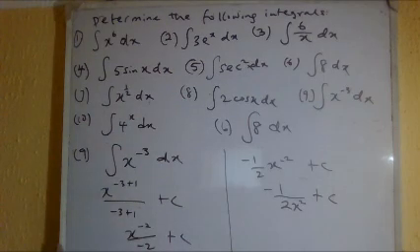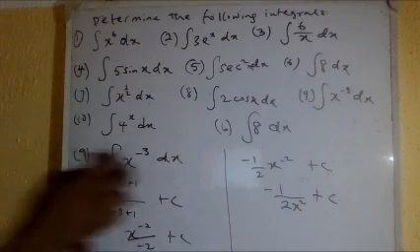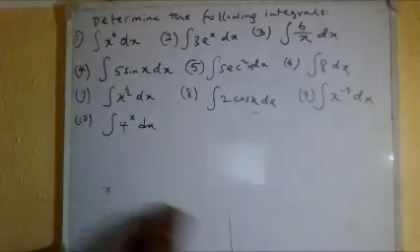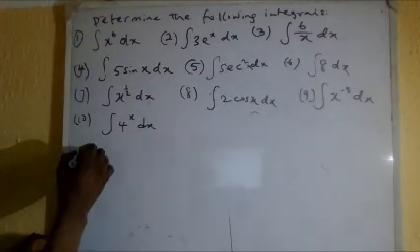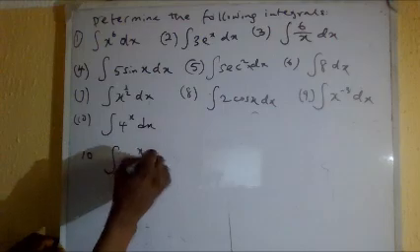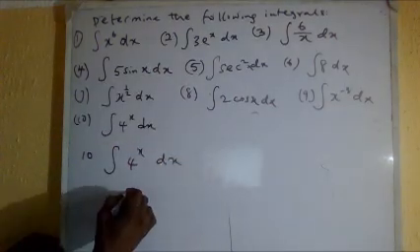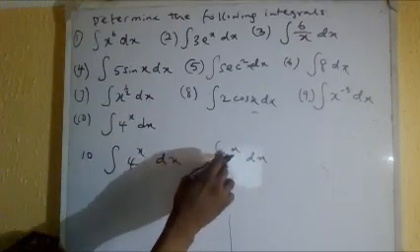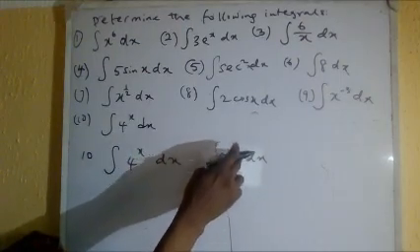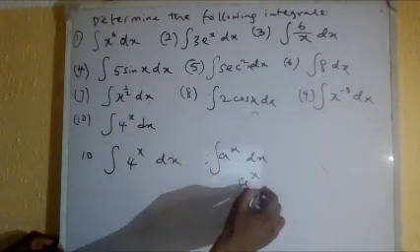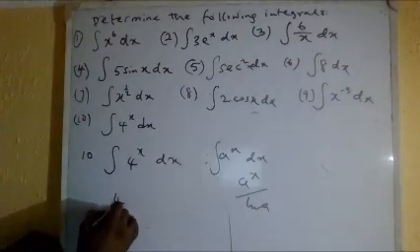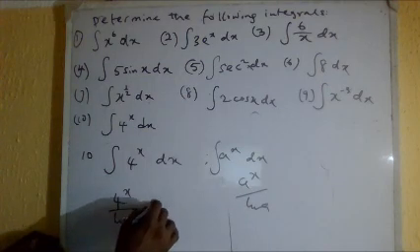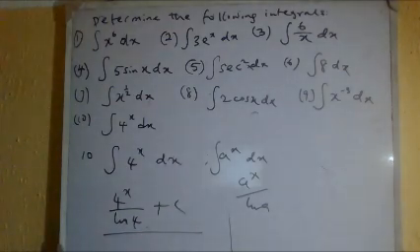And finally for number 10, you have integrate 4 raised to the power x dx. Remember, this is the same thing as saying integrate a raised to the power x dx. The constant is the base and the variable is the power. So this one is just a raised to the power x over ln a. So this one is 4 raised to the power x over ln 4 plus c. So that's the answer for this one. See how I got it?